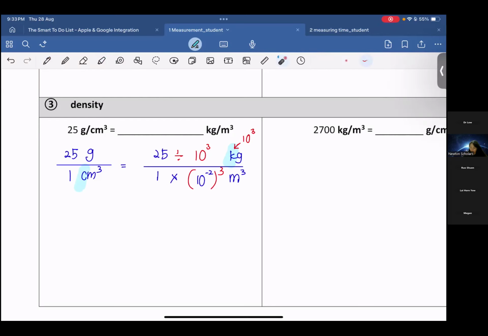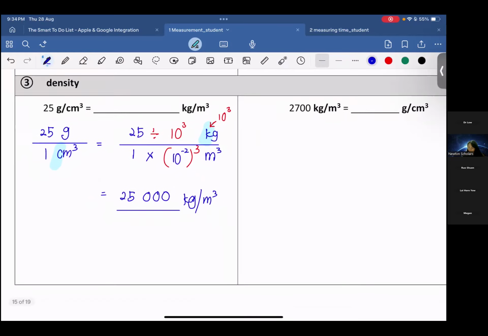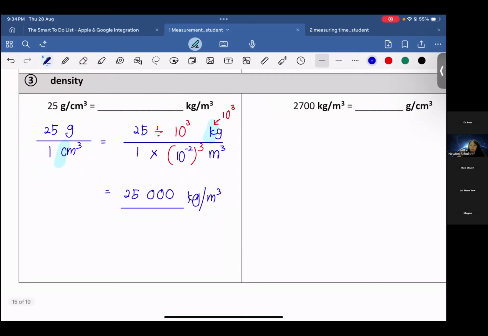Then use your calculator to solve this part. Your answer equals how many kg per meter cube? If you do it correctly, you will get 25,000. Later on, you press it and see. So for kg, kilogram per meter cube to gram per cm cube, it is actually also the same method.